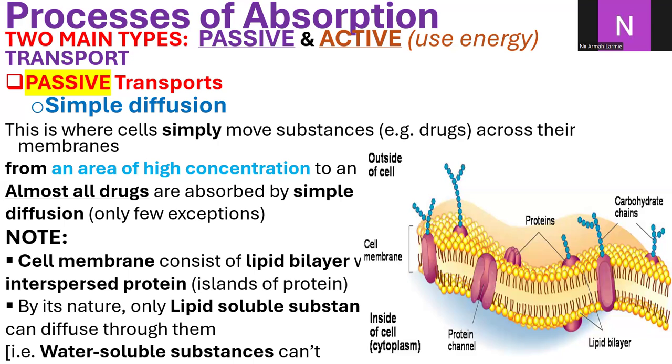And there are two main forms that we look at. Simple diffusion. Now, when we say simple diffusion, it simply means that the drug is moving across the barrier from a higher concentration area to a lower concentration area. This is the method by which most drugs are absorbed into blood circulation. With the exception of only a few drugs, most drugs are transported across the biological barrier by the simple diffusion method.